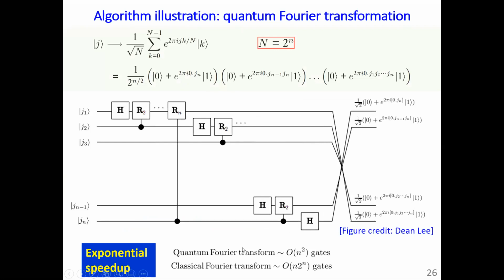And for the quantum Fourier transformation, for the elements of 2 to the power n, the fast Fourier transform handles 2^n number of elements. Quantum Fourier transformation requires only n squared gates. However, classical fast Fourier transformation would require n times 2^n gates. Therefore, you will see an exponential speed up via the quantum computation.